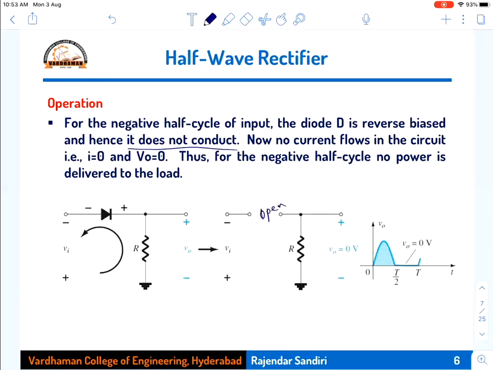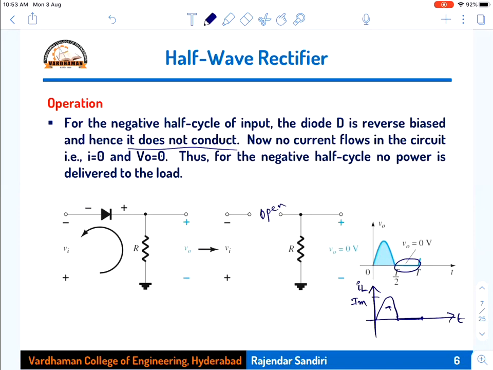If the current is 0, what will be the voltage? V is equal to I into R. I is 0, so V is also 0. So for this portion of the waveform, the negative cycle, you will get an output voltage of 0. The current also is 0, IL will also be 0. So this will be Im for the positive cycle, and for the negative cycle it will be 0. That is for the negative half cycle.